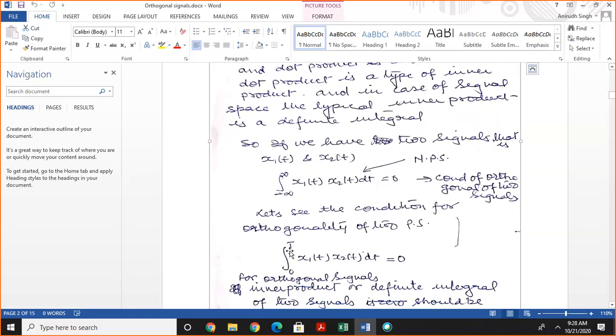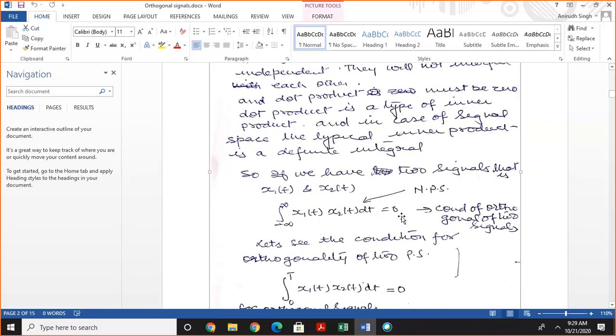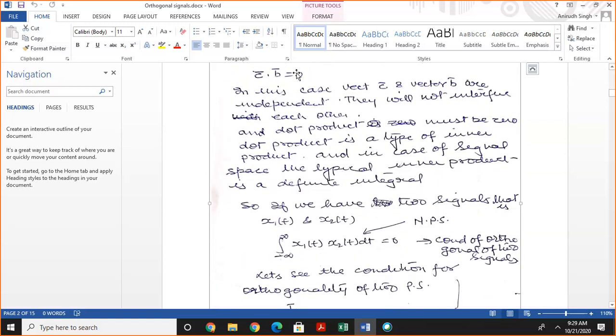Similarly, for the condition of orthogonality of two periodic signals, the integration limit is from 0 to T, where T is the fundamental period of the periodic signals. In this case, x1 and x2 both are periodic signals. So if the integral of x1(t) x2(t) dt is equal to 0, it means that these two periodic signals are orthogonal.